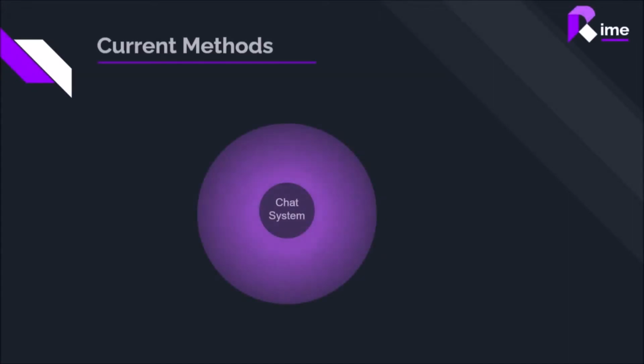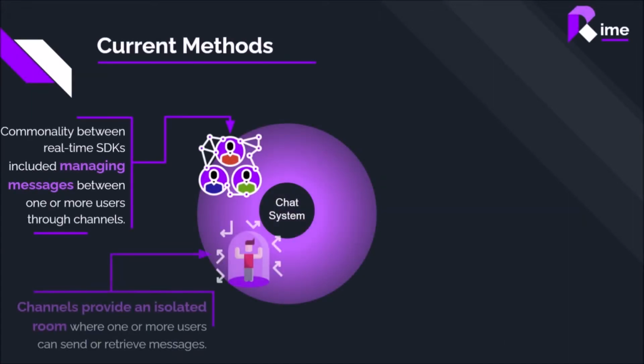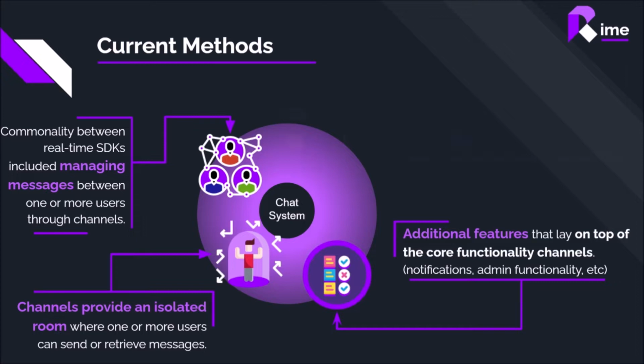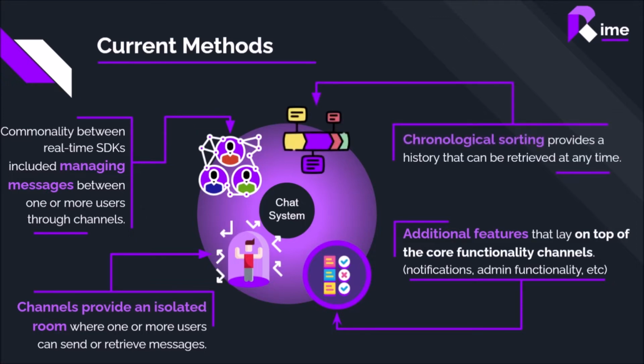A common way that real-time systems manage data transfer is through channels. A user can join a channel defined by an ID in order to connect to another client. This channel will then allow the client to send messages, retrieve messages, and if storage is involved, load historical messages. Channels are often ordered chronologically based off the last time the channel was updated in order for users to find them. And additional features could be built on top, such as notifications, presence, signals, authentication, and admin functionality.